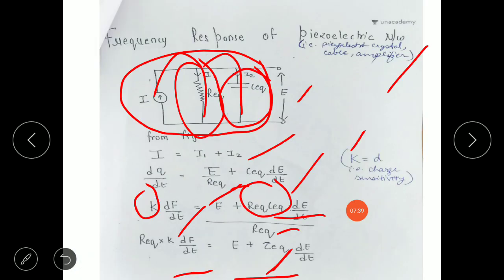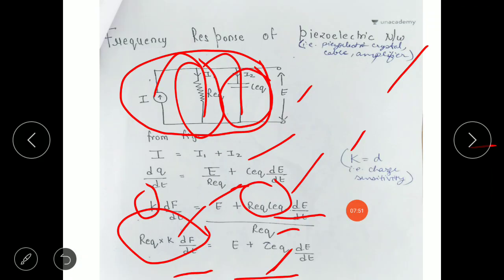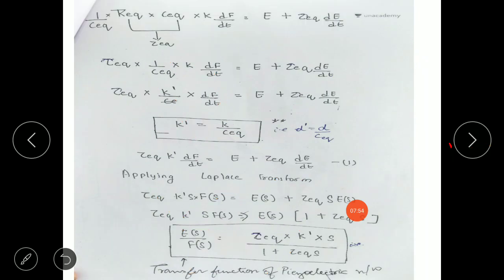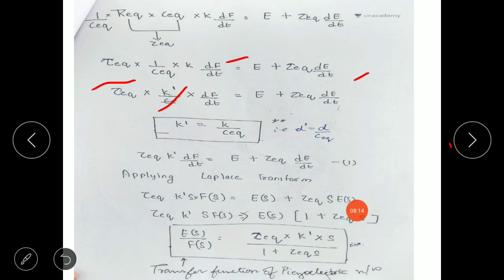Now we'll divide and multiply by C equivalent to this side. So here we have done 1 by C equivalent into C equivalent and the whole thing will remain the same. So R equivalent into C equivalent we will represent by tau equivalent, and then it is equal to tau equivalent into 1 upon C equivalent into K dF by dt is equal to E plus tau equivalent dE by dt. Now K divided by C equivalent we will represent by K dash. So tau equivalent into K dash into dF by dt is equal to E plus tau equivalent dE by dt.